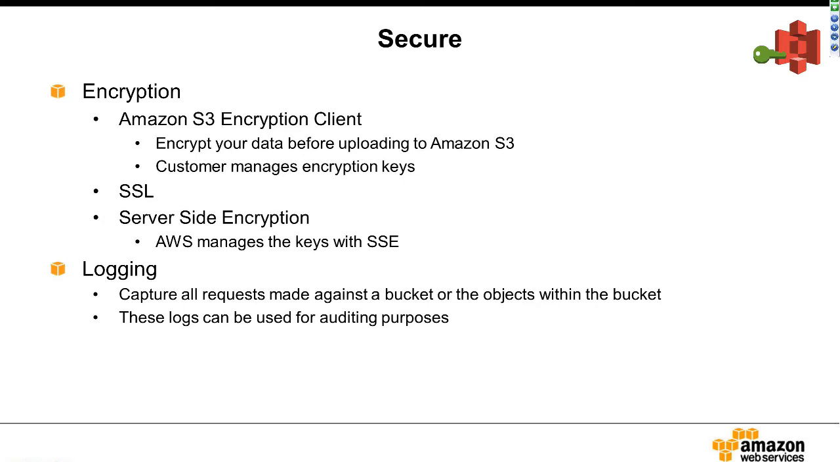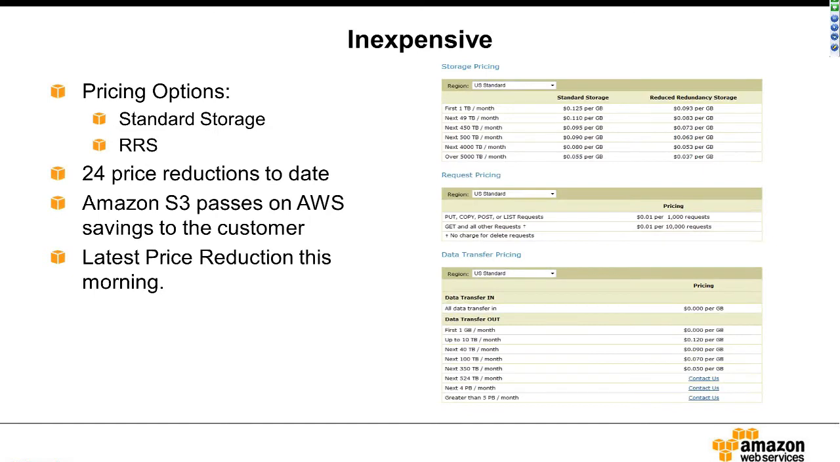In terms of inexpensive, the final criteria we're talking about, I'm delighted to announce that overnight we reduced the pricing on Amazon S3 by around about 20%. And so this pricing is now out of date. US standard, I believe, is now down to 10.5 cents per gig, and reduced redundancy also reduced a similar amount.